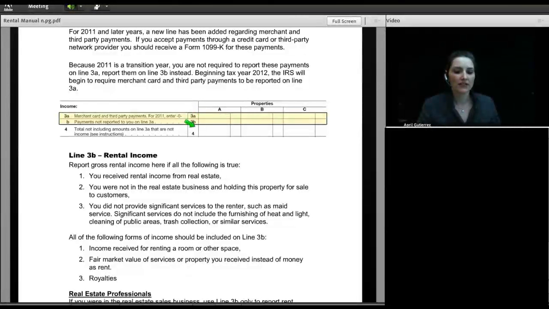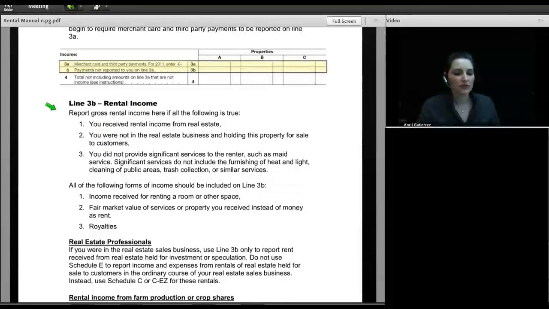All rental income is entered on line 3B. But beginning in 2012, the IRS will want you to begin dividing payments that you receive between third-party network providers and credit card merchants and actual cash payments or check payments you're receiving directly from your client.